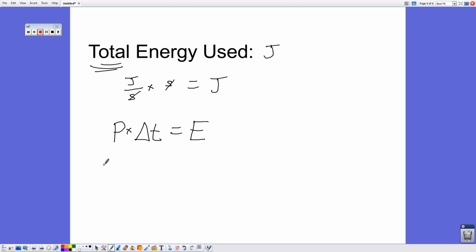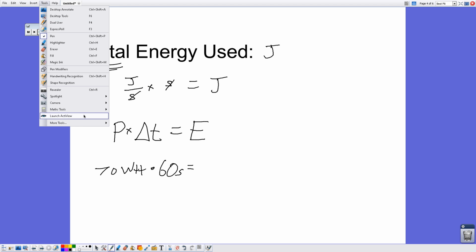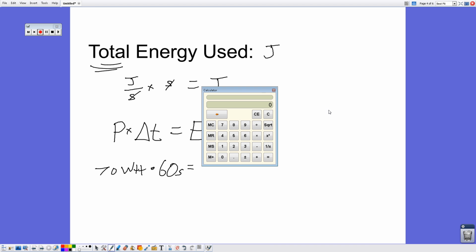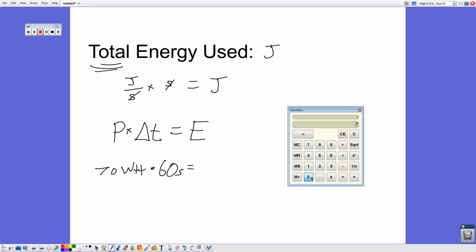So, this means that, say I have my 70-watt bulb, and I have it on for 1 minute, so 60 seconds. I can multiply those together to get an answer. Alright, so I just need to get my calculator. I know, fancy, right? 70 times 60 equals 4200 joules of energy. Awesome.